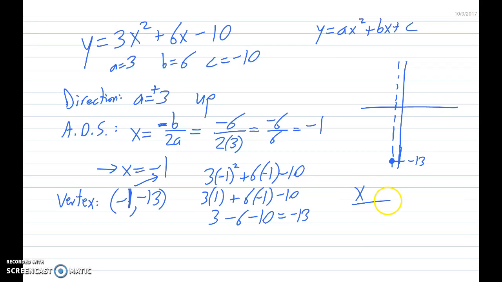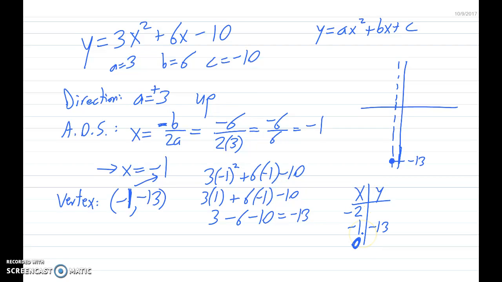Now, last but not least, I need to make a little table. Okay. An x and a y table. Negative 1, negative 13, very clearly in the middle, right? And then I need to pick an x value above and below negative 1. So below it is negative 2, above it is 0. Since I went 1 either direction, the y values have to be the same. They have to be the same height. After all, it is symmetrical.